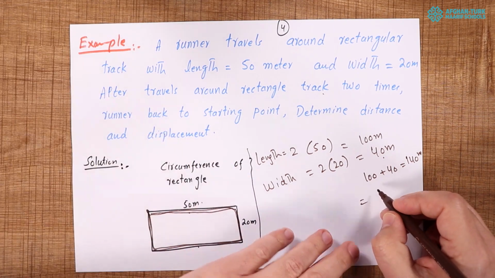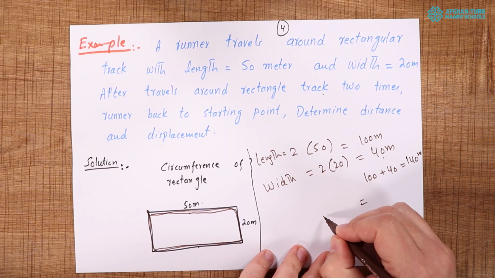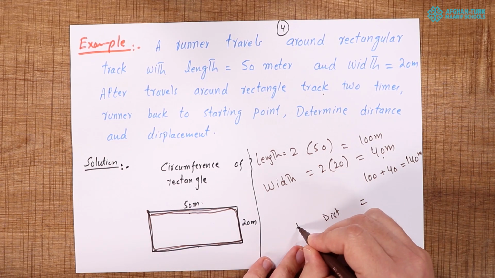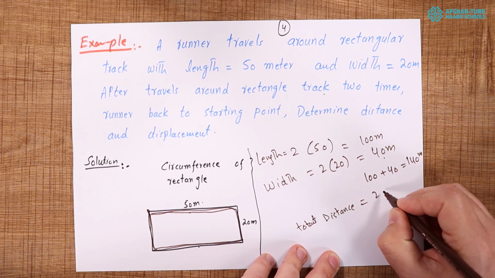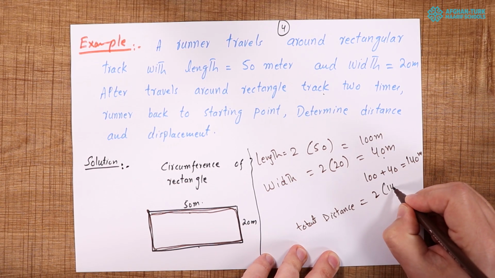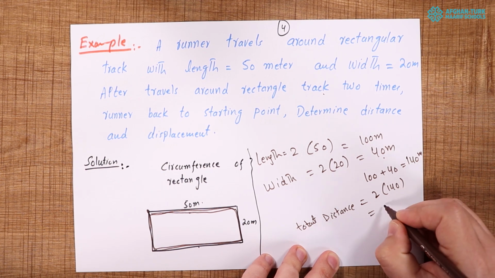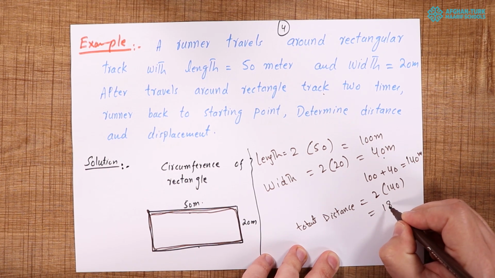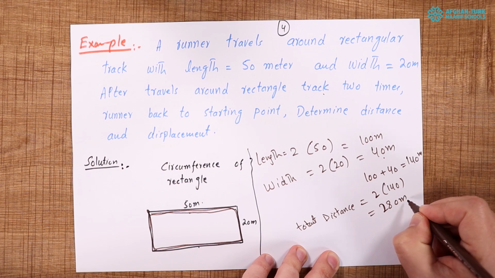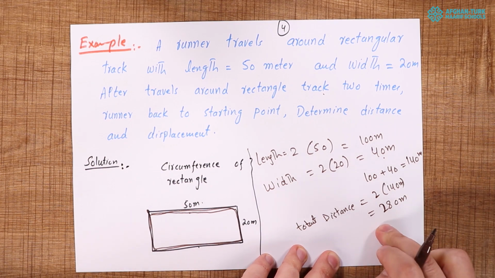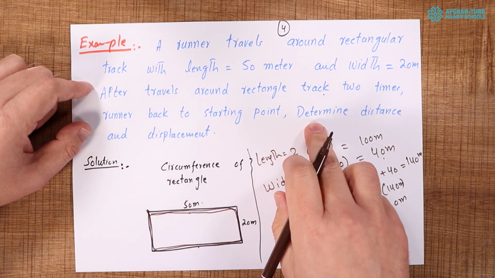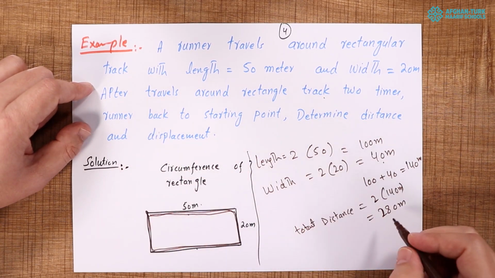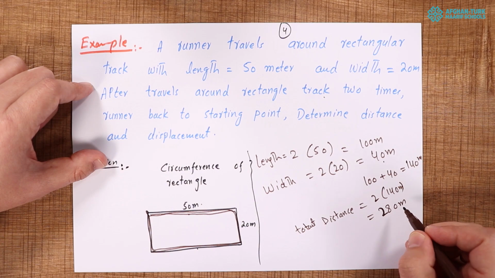So very simple. Total distance, 2 multiplied by 140. So the total distance is how much? 280 meters. So this is the distance. Now they ask the question to determine the distance and displacement. So the distance is 280 meters.